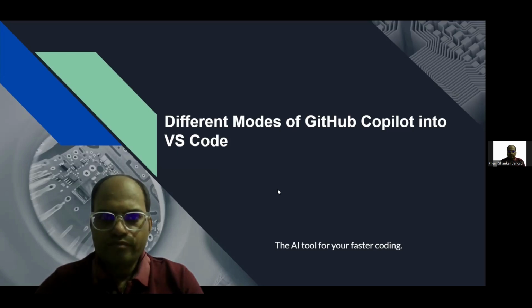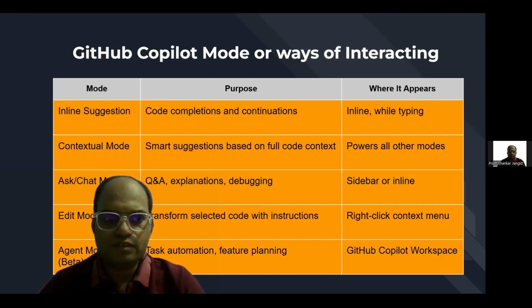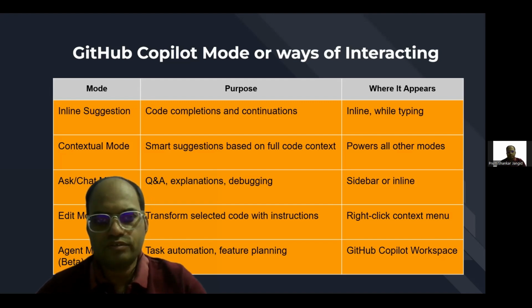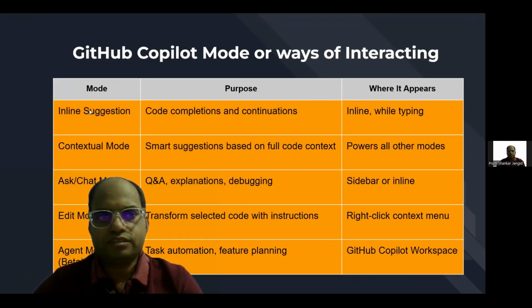Let's move on to the modes. We basically have three types of mode in GitHub Copilot, like the inline suggestion and the contextual mode, but the main modes are three: one is chat, or we can say ask mode, another is edit mode, and the third one is agent mode. Let's explore all three.